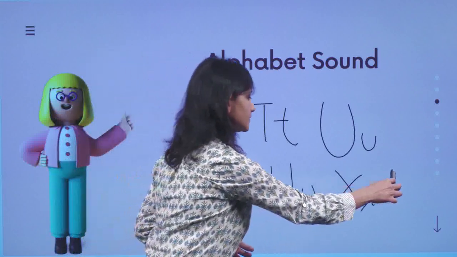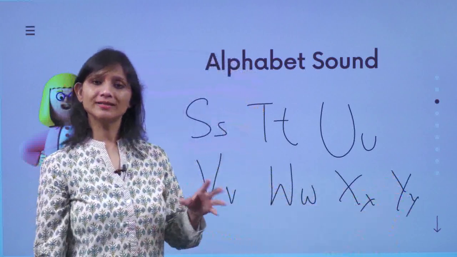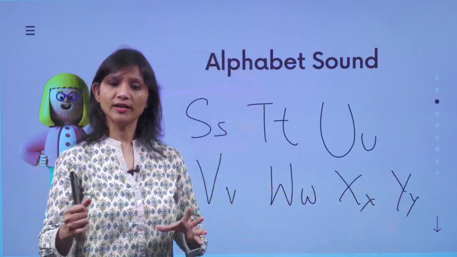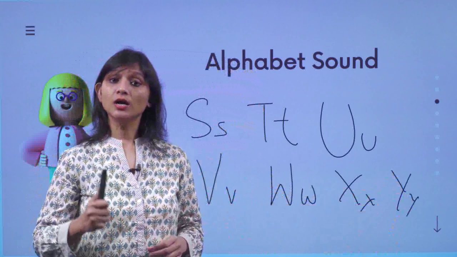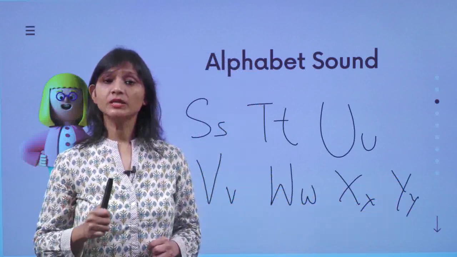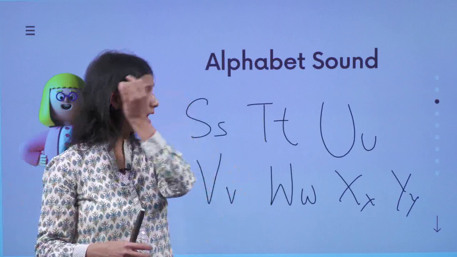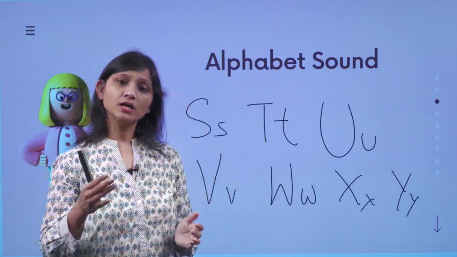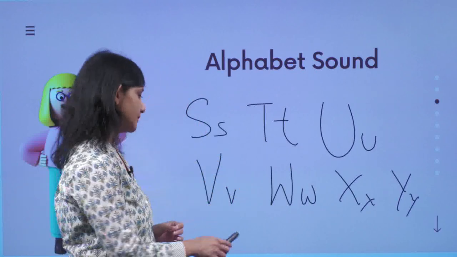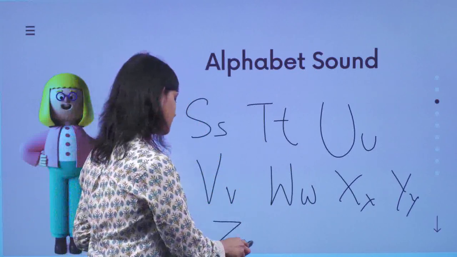Then comes Y. The letter sound is Y. The phonic sound is Y. Y, Y, yacht. Y, Y, yak. Yacht is a small boat, and yak is an animal. And finally, it's Z.